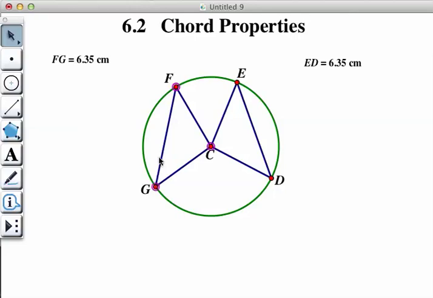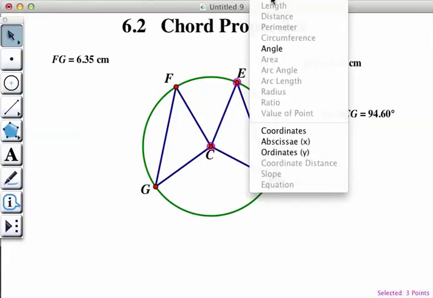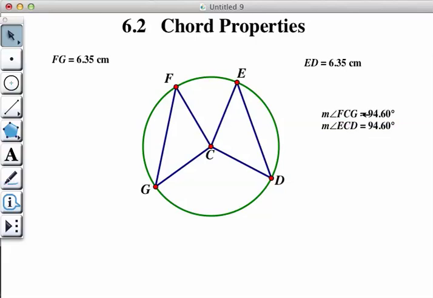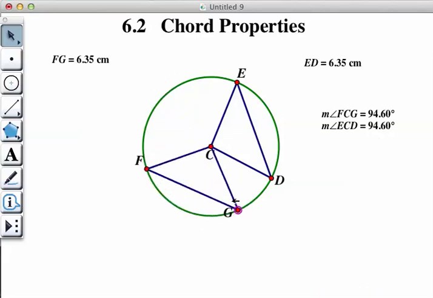And let's double check it by measuring. We got this great tool with Sketchpad. The measure of angle FCG and the measure of angle ECD. Two central angles defined by two congruent chords, and they are both congruent. Every time, all the time, ladies and gentlemen. It doesn't matter where I move this guy to. The chord is still congruent. The central angles are still congruent.